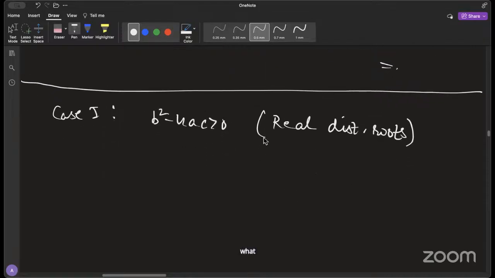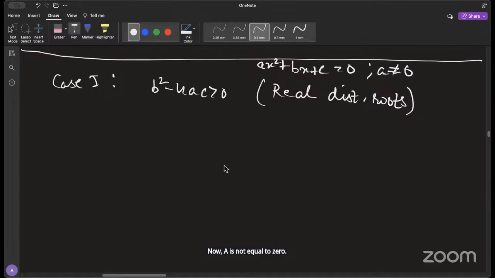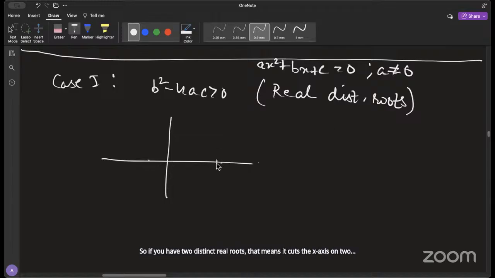What does the graph look like then? Let's say your equation is ax squared plus bx plus c equals 0, where a is not equal to 0. So if you have 2 distinct real roots, that means it cuts the x-axis at 2 different points, right? So one is, let's say, this point, the other could be this point. That means it either looks like this or it looks like this.